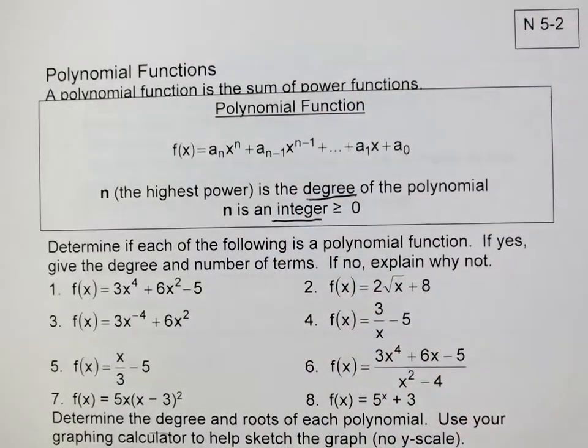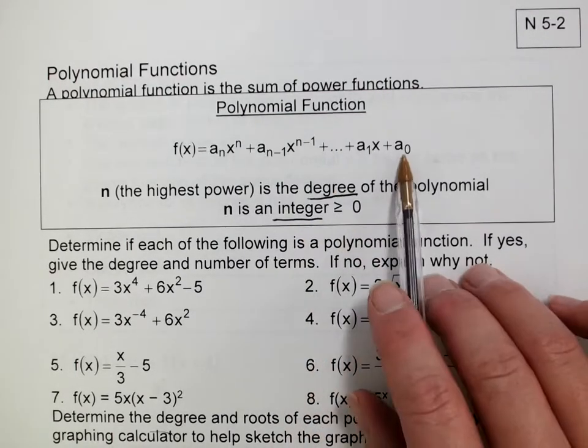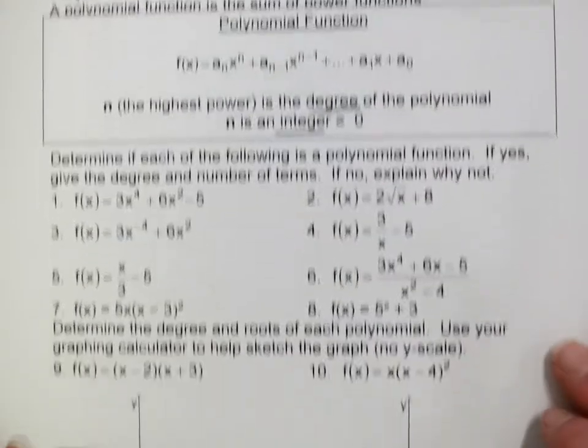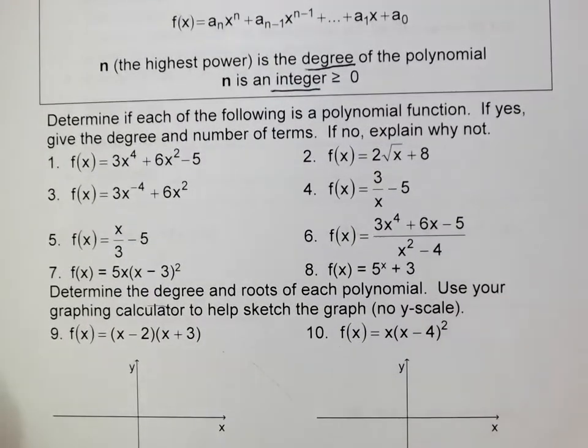Remember, that means not a fraction or decimal, and that it has to be greater than or equal to 0. So you can't have any negative exponents. But you can have an x to the 0 power, which actually means that there's not an x term. So we've kind of done this before, mainly with linear functions, but these are all polynomials.